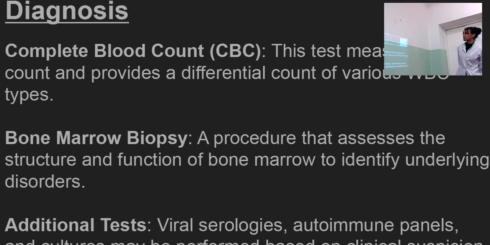Then diagnosis, complete blood count. It's a test to know the amount of white blood cells present in the blood. Bone marrow biopsy assesses structure and function of bone marrow to identify underlying disorders, and additional tests like viral serologies, autoimmune panels, and cultures to test the white blood cells based on the suspicion.